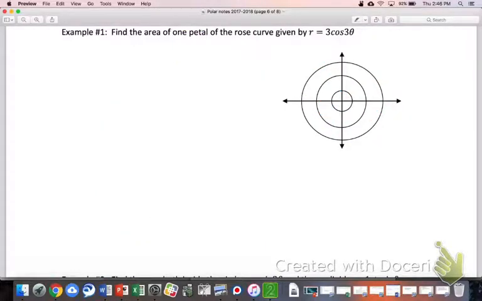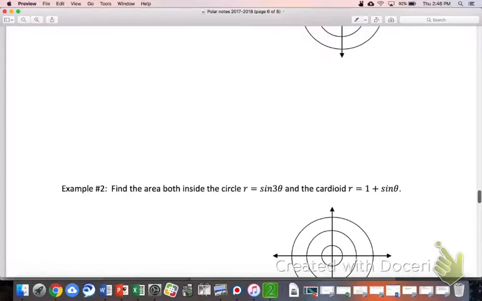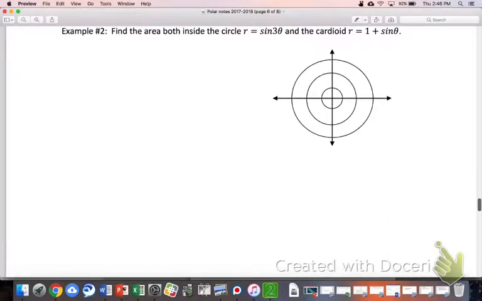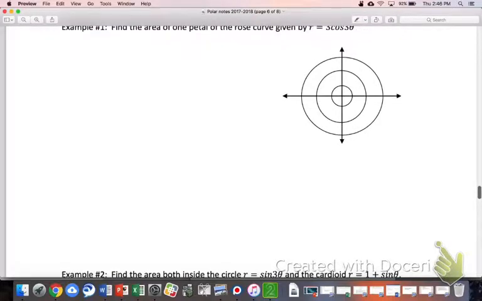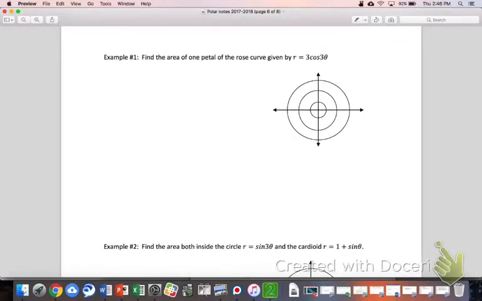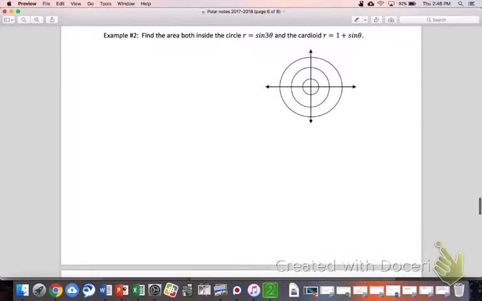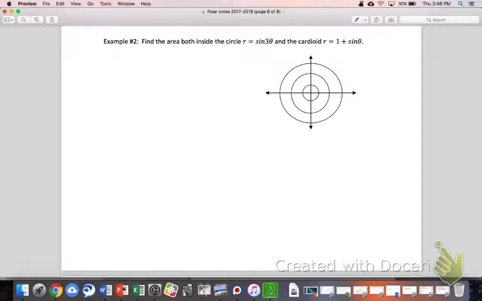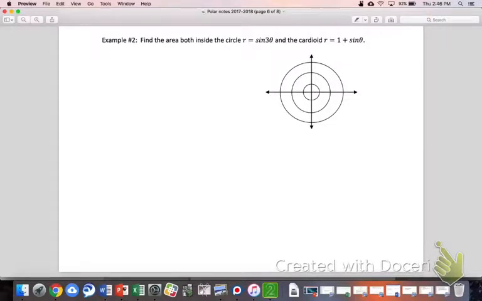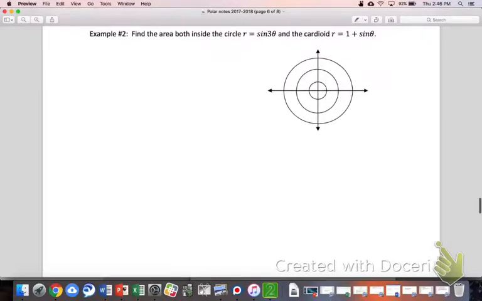We definitely won't do more than this one. Let's do this one right here. Check out example number 2. Again, like we did with example number 1, if you guys would, take this and graph it. This is 2 graphs now. This will be something different.